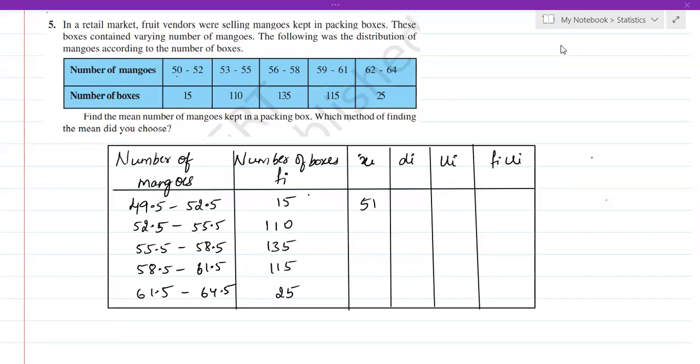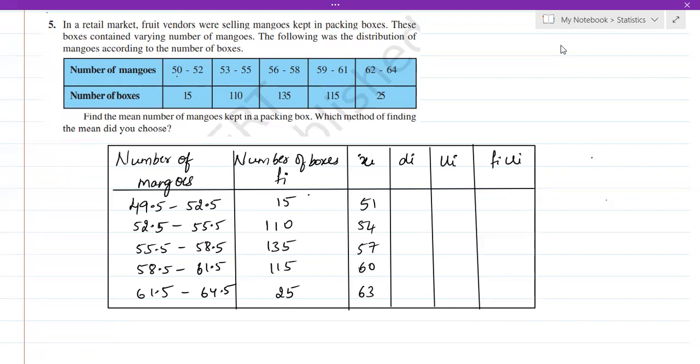52.5 plus 55.5 divided by 2. Okay, that will become 54. It's really easy. You can add it and divide by 2. The next one will become, just add 3 to everything. Okay, that's it. This becomes 57, and this becomes 57 plus 3, then this becomes 63.